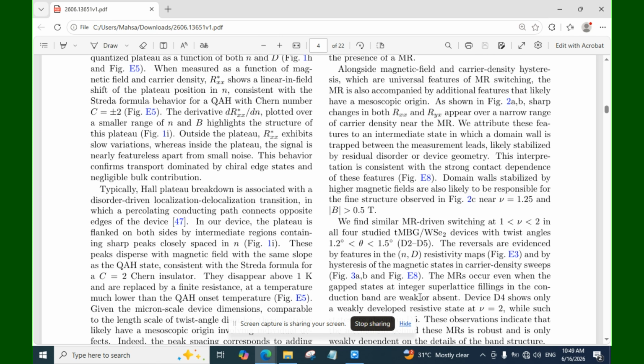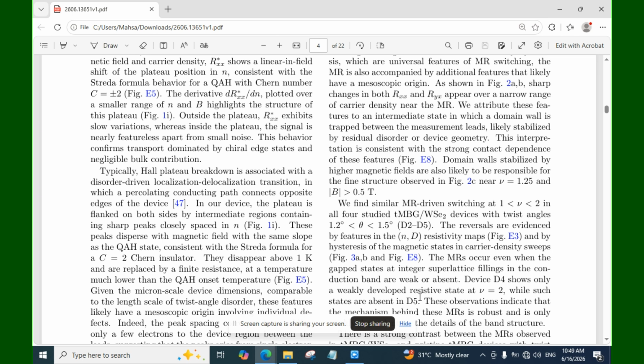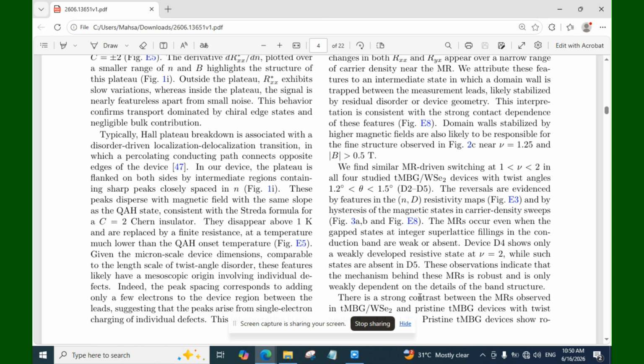They disappear above 1 Kelvin and are replaced by a finite resistance at a temperature much lower than the QAH onset temperature. Given the micron-scale device dimensions, comparable to the length scale of twist angle disorder, this feature likely has a mesoscopic origin involving individual defects. Indeed, the peak spacing corresponds to adding only a few electrons to the device region between the leads, suggesting that the peaks arise from single-electron charging of individual defects.